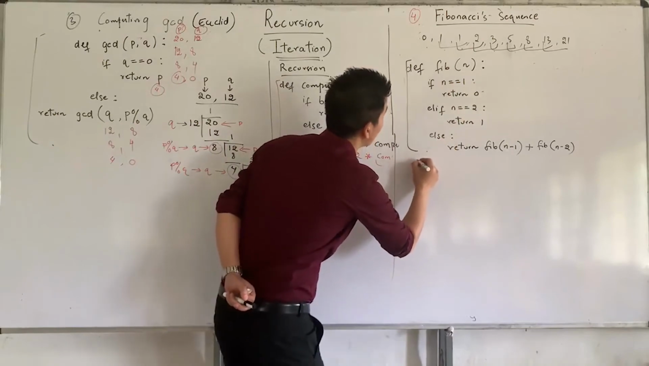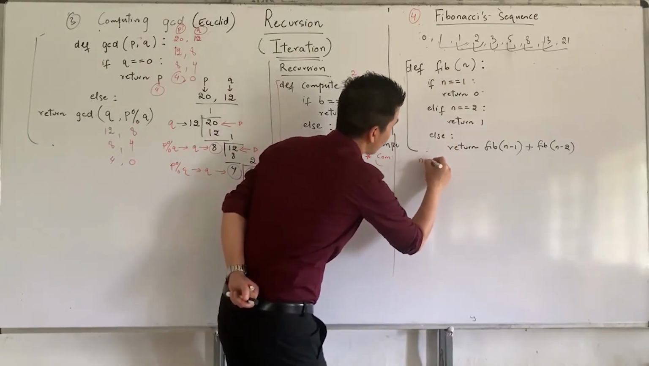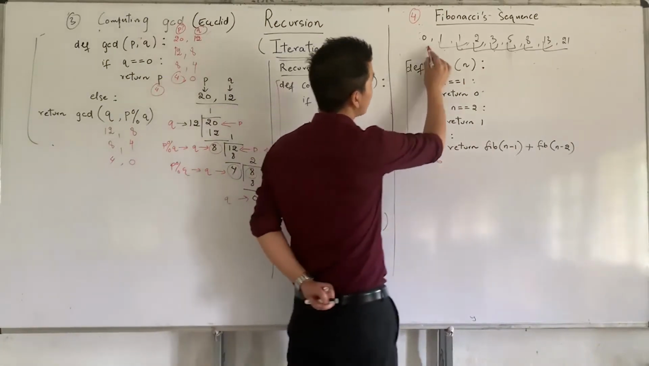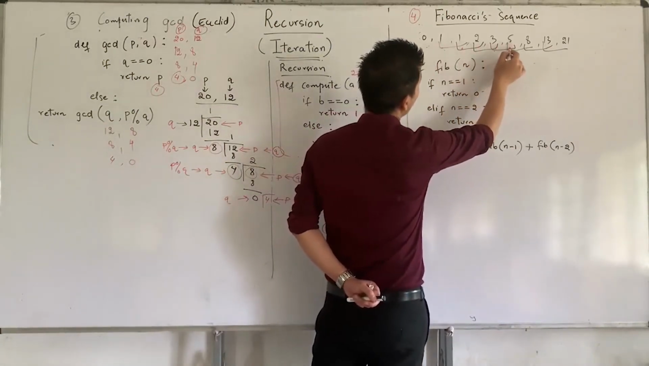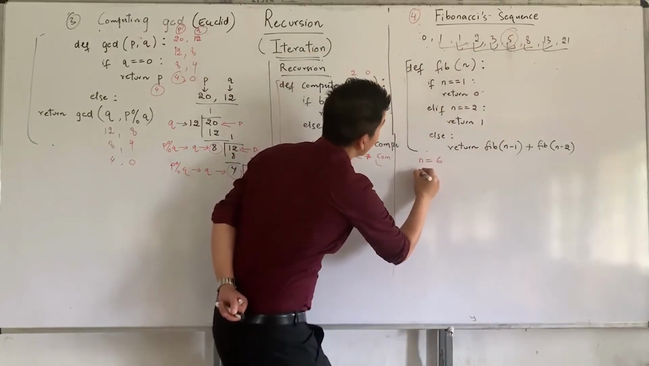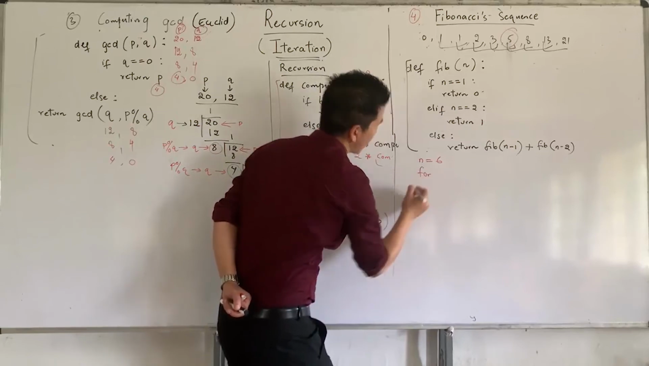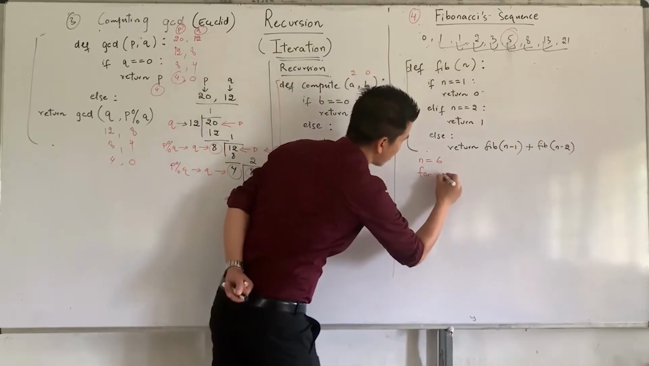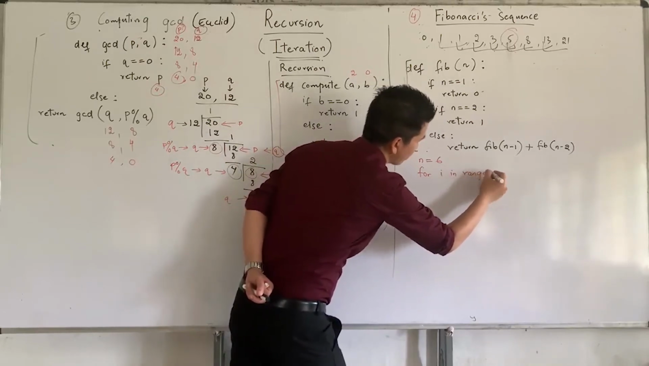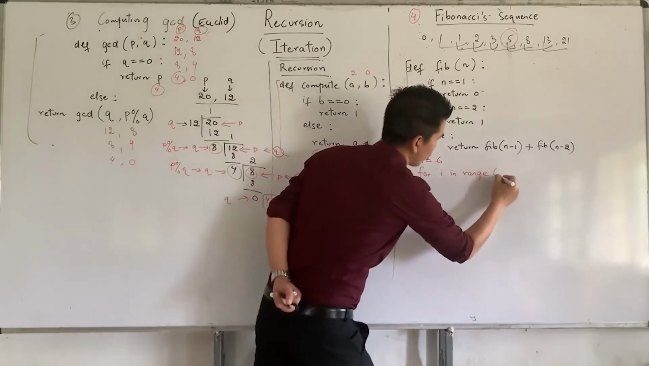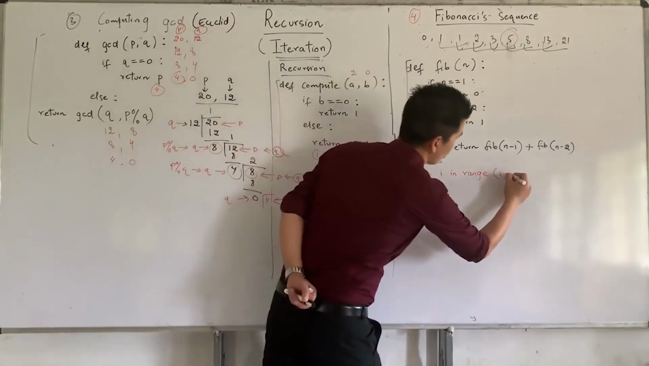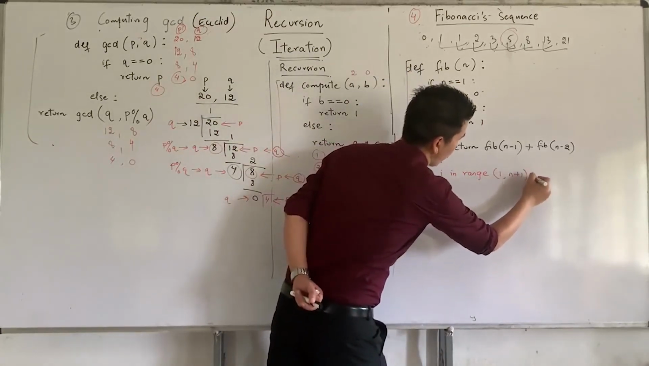So the main program will start like this. Let's say the value of n is equal to 6, which means I'll be needing 0, 1, 1, 2, 3, 5 till this point. And then I'll have to take the help of a looping statement. For i in range, 1 comma n plus 1.